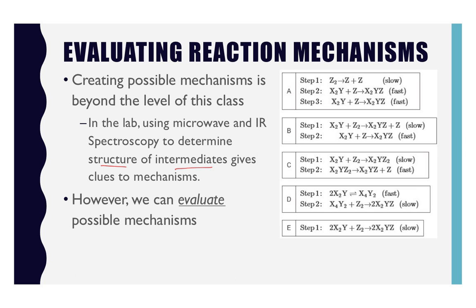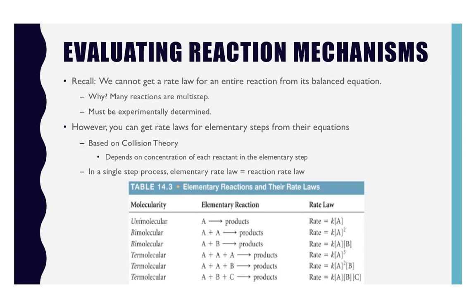However, for the purposes of this class, we can evaluate possible mechanisms, and we can say, hey, is this thing acceptable or not? All right. So how do you go about that process of evaluating a reaction mechanism? Well, the first thing we have to remember is that we can't get a rate law from a balanced equation. Why? Because many reactions are multi-step. The one reactant doesn't necessarily turn directly into one of the products. So you have to experimentally determine it, much like we did in the crystal violet lab.